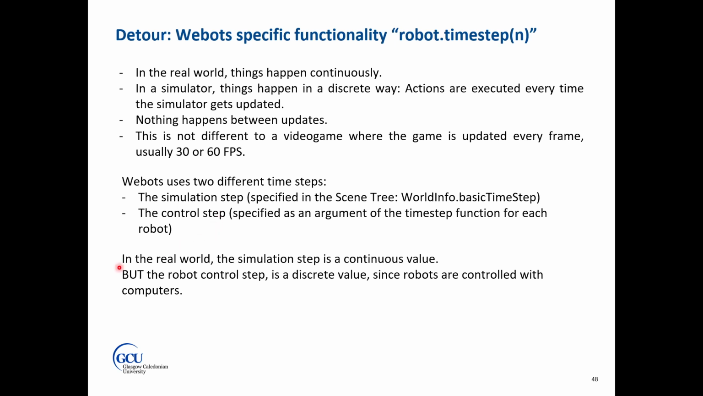And here at the end, I say that in the real world, the simulation step is a continuous value. So if we have a robot that is throwing stones, the way the stone is floating around the air and moving is a continuous value. But robots move on a discrete value because they are controlled by computers. So in the real world, if you have a robot arm doing something in particular, even though it might seem that it's continuously moving, it's not. It's a computer sending commands at a very high frequency.